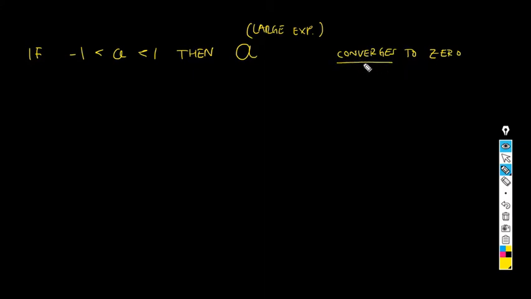And this is just a fancy word to say the following: approaches zero. This phrase and this phrase mean the same. Or let me give you another one. Get to zero. All these three phrases mean exactly the same. So this is just a fancy mathematical word.